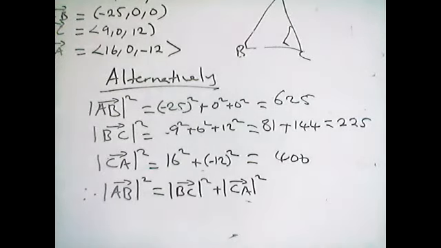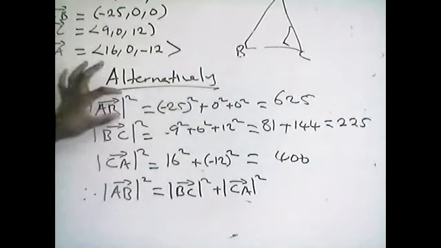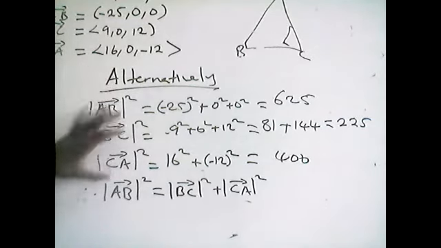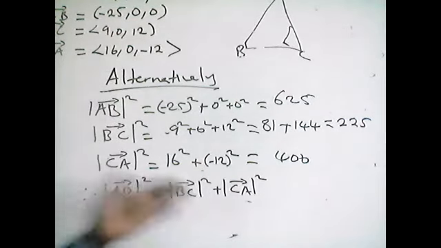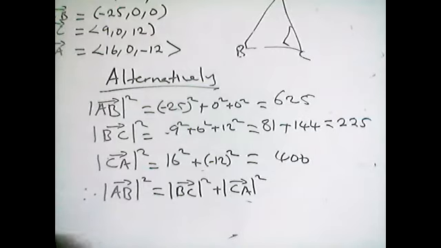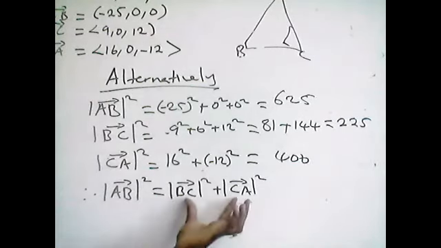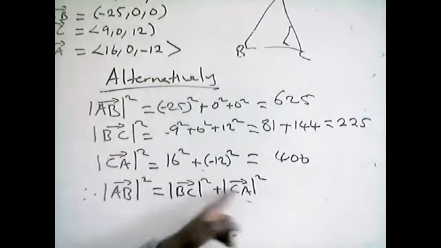So we continue. Now we have seen that the length of this squared is equal to the sum of these two. Therefore, this triangle is a right-angled triangle. At what? We look at this part here, which one is common here? It is C. So it's right-angled at C.